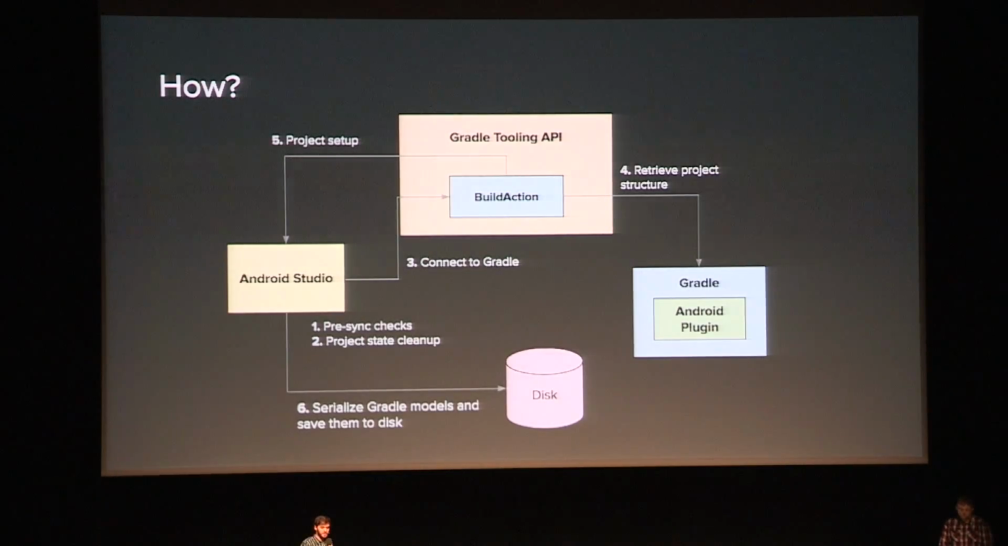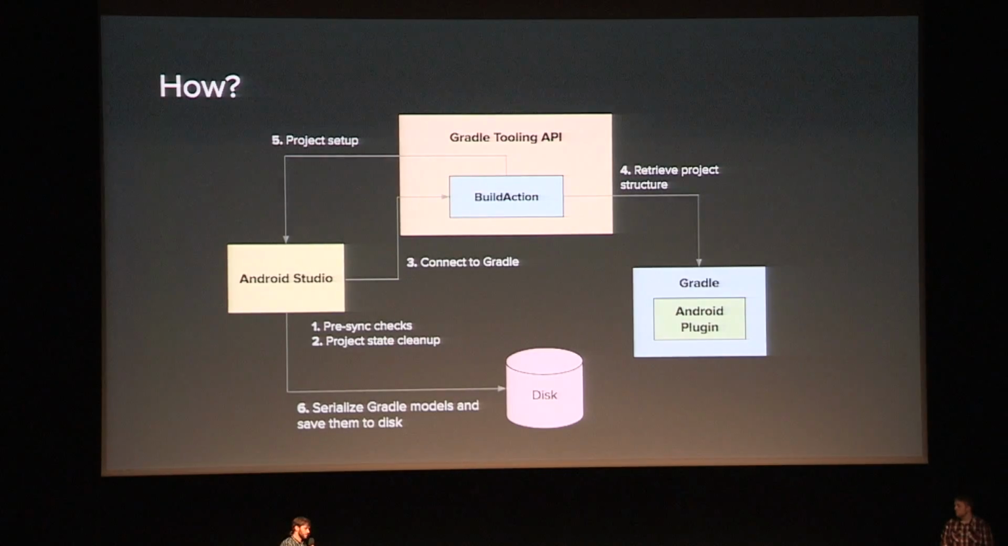So when you make a sync, we just delete the entire project structure. Of course, we don't delete the downloaded dependencies and stuff like that. But we reconstruct the entire project structure. So we delete everything. We create for you a Gradle wrapper if you need that in your project. We configure proxies, and we set up the JDK to launch the Gradle daemon in a separate VM, of course. And then we connect to Gradle through this tooling API.